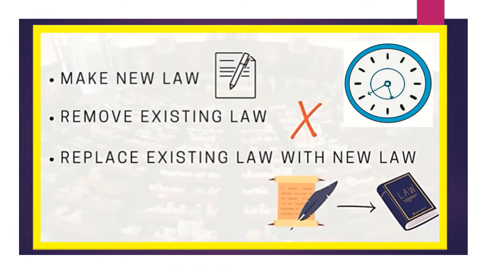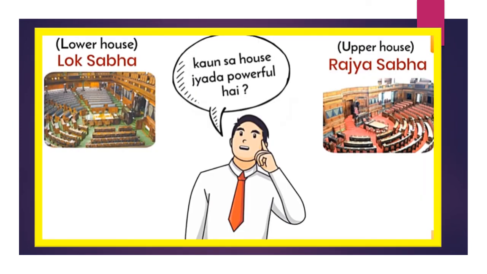The Parliament is the final authority for lawmaking. The Parliament makes new laws, removes existing laws, replaces existing laws with new laws depending on the need of the hour. So let us see how laws are made and passed in our Parliament. Now, which of the two houses is more powerful? It might appear that the Rajya Sabha is more powerful since it is called the upper house and Lok Sabha the lower house. But this does not mean that Rajya Sabha is more powerful than Lok Sabha. Our constitution does give Rajya Sabha some special powers over the states, but on most matters, the Lok Sabha exercises supreme power. Let us see how.